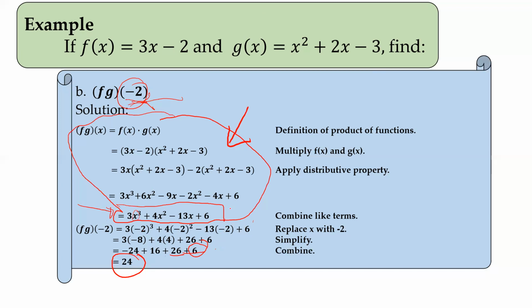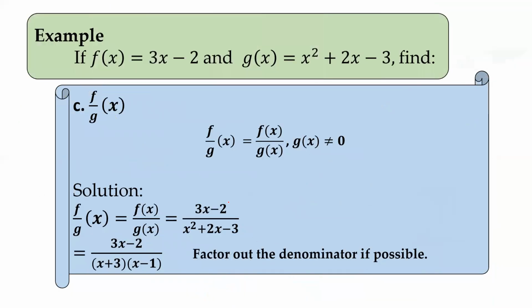All right, let's proceed with the next example. What about if division? So we will have the quotient. So F divided by G of X, ibig sabihin that (F/G)(X) is equal to F of X over G of X. G of X must not equal to 0 kasi magiging undefined siya. So if we're going to substitute, for F of X we have 3x minus 2, and for G of X, we have x squared plus 2x minus 3.